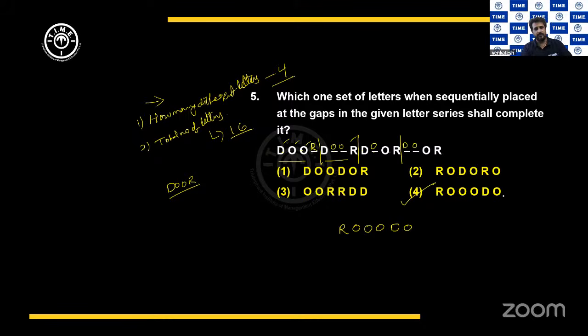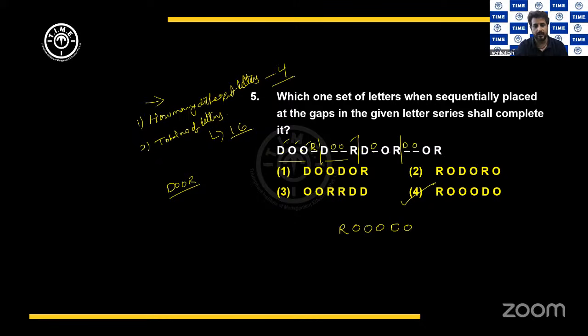So from these 5 questions, the question types we discussed are number series, letter series, number and letter series, and sequencing gap. From these models, you will be given at least 2 to 3 questions in tier 1.